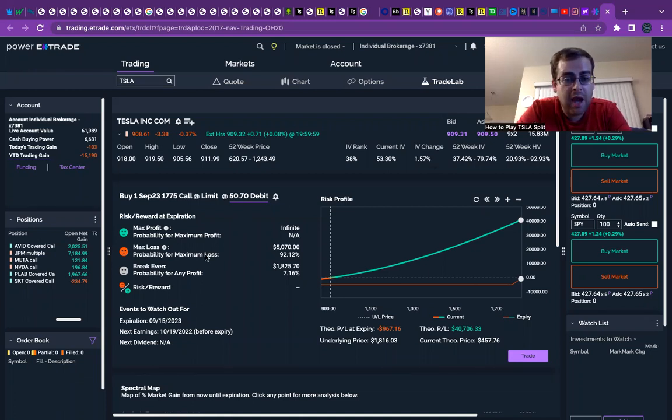So, and then look at this. It analyzes your, and this is going to make this trade look really dumb, it analyzes max profit, obviously infinite, max loss, probability 92%. So the odds aren't necessarily in your favor at that point. Probability of breaking even is only 7%. So some of you watching may think, why would you even consider a trade like that?